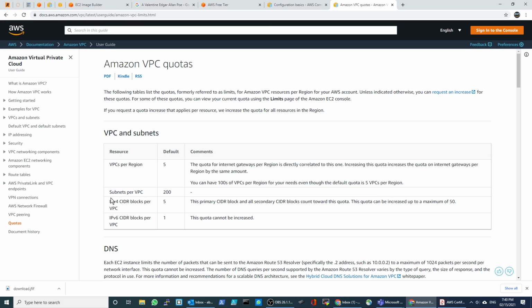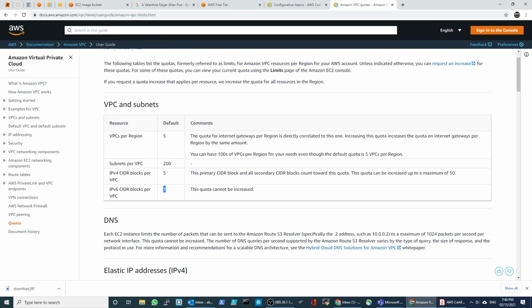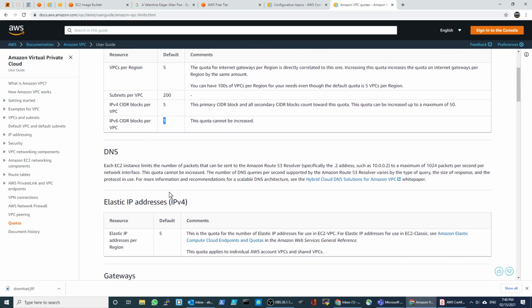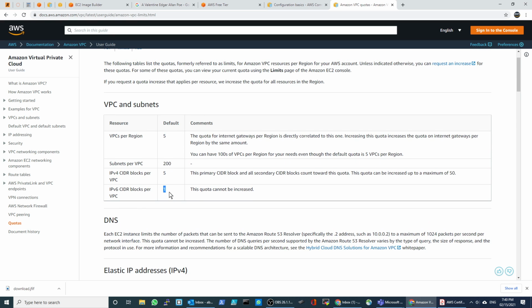All right. Subnets per VPC: 200. IPv4 CIDR blocks per VPC: 5, and IPv6 CIDR blocks per VPC: 1. These are the Amazon VPC limits, and then the DNS and on. So there are limits. If you need to check the limits per region, just Google it.